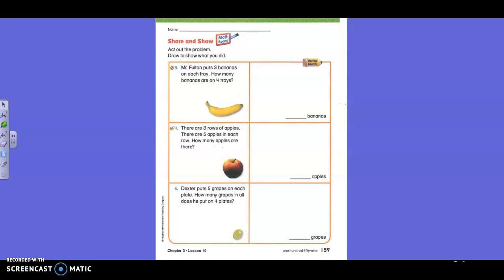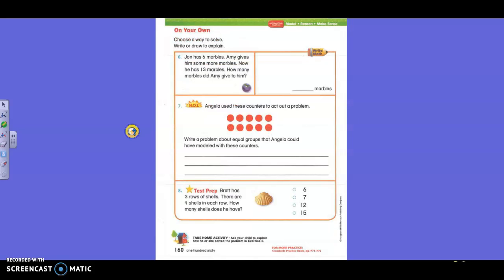Put these in the mailbox. All right, I will let you do this with a partner. Go put these in the mailbox.